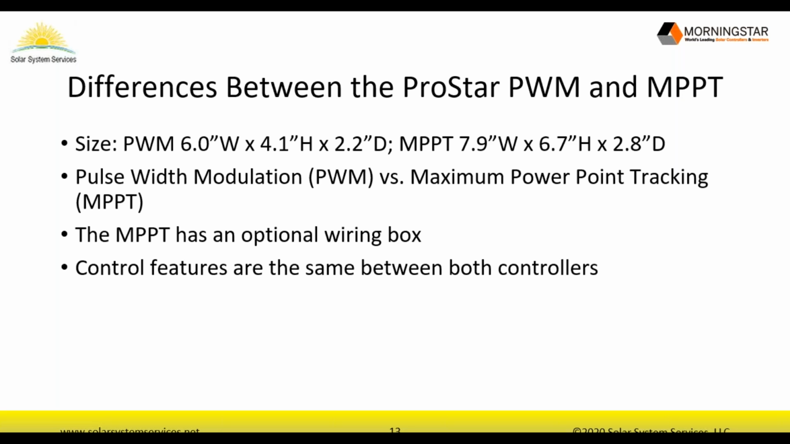Okay, so that was on the PWM. Let's talk about the differences briefly between the PWM and the MPPT version. The MPPT version is a little bit bigger. The PWM is only 6 inches by about 4 inches by 2 inches deep, whereas the MPPT is quite a bit bigger. It's 2 inches wide by about 6.7 inches high, and it's a little bit deeper at 2.8 inches. The PWM version obviously is just pulse width modulation, whereas the MPPT version is maximum power point tracker. And I'm not going to really go into the difference between the PWM and MPPT in detail. I think Morningstar has done enough webinars on that. I think at this point, most people already know the differences.